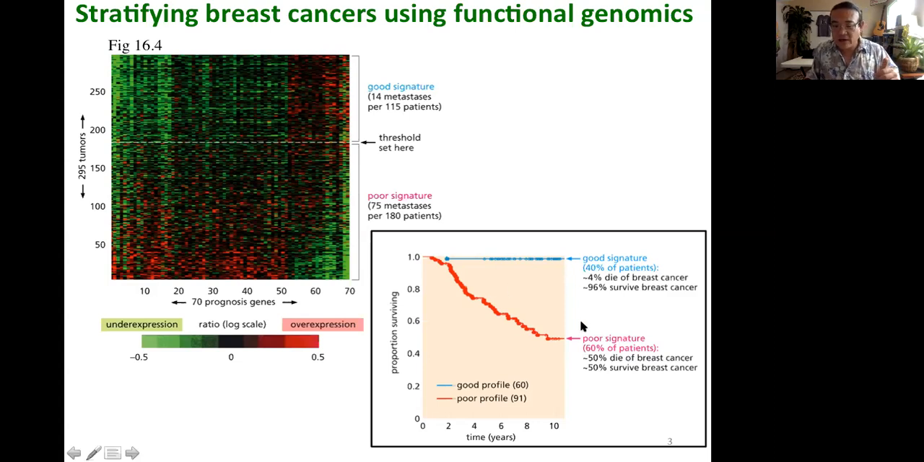And this data over here, this is a Kaplan-Meier plot using this data and showing you how they were able to follow the good signature patients versus the poor signature patients, right? And how they were able to then say that this gives you some idea about good protein targets to try to understand better.